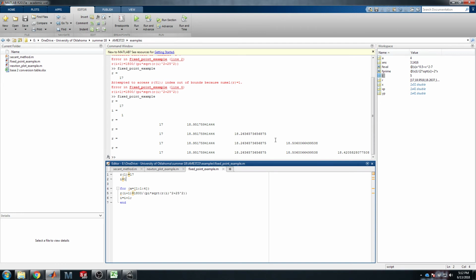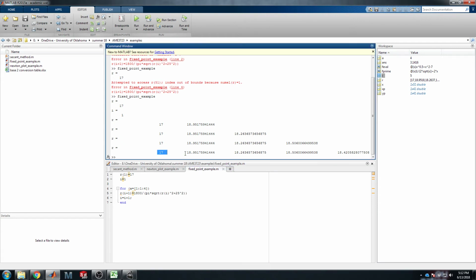In fact, following the example, these numbers line up exactly as you'd expect them to. The first guess was 17. Second guess solves down to 18.95. Third guess, 18.263. Yep, still right on track with the correct answer. 18.506. And then 18.420. So this does not show that rapidly expanding divergent behavior we have to worry about. These are converging onto a single point.